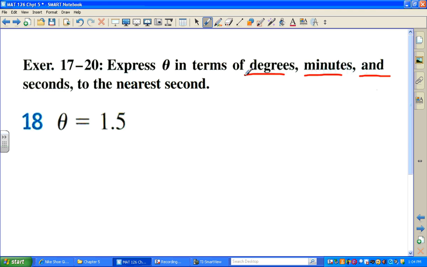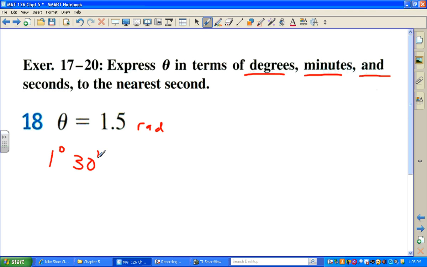Do you see the degree symbol in this? So this is in radians. 1.5 radians. Some people would think that meant 1.5 degrees and write it as 1 degree 30 minutes. No, that's in radians. You have to change it to degrees first. How do you change it to degrees? How many degrees are in 1.5 radians?